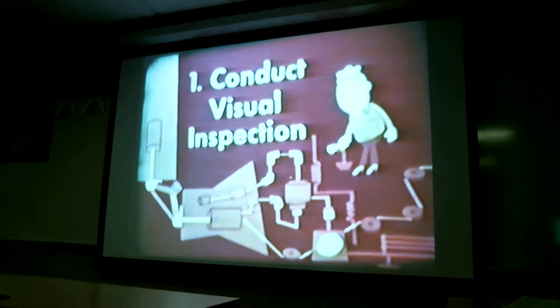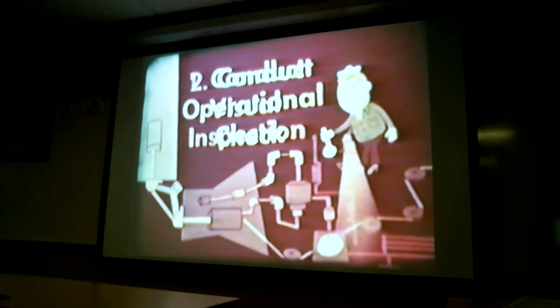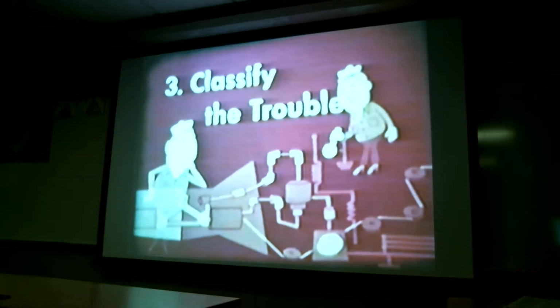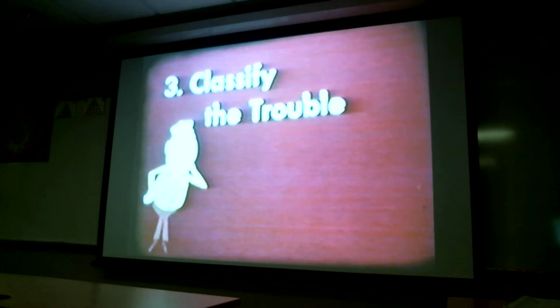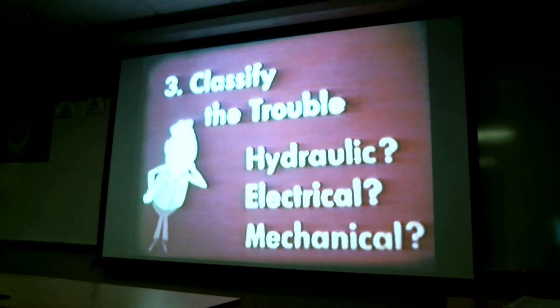Conduct a visual inspection to find obvious reasons for malfunction. Conduct an operational check to determine if all the malfunctions have been eliminated during the visual inspection, or if there are additional discrepancies which will become apparent in operating the aircraft. Classify the trouble to determine the type of trouble in the system, whether it is hydraulic, electrical, or mechanical, or a combination of these.